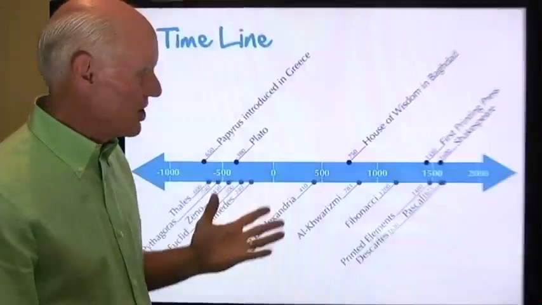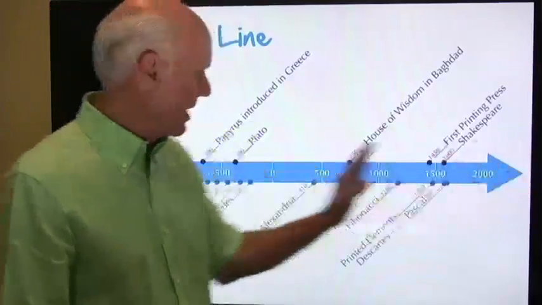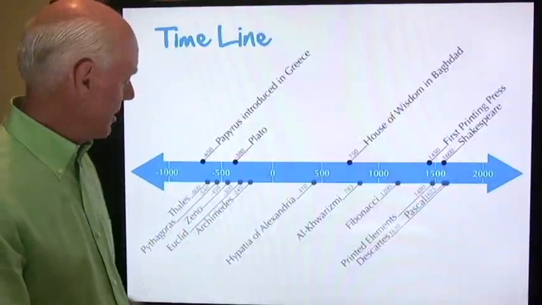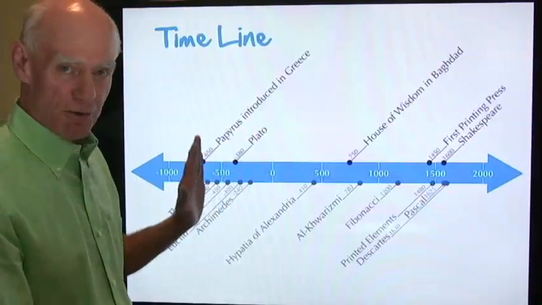So let's take a look and see when Pythagoras lived. Here's a little timeline. Over here's present day. You can see down here is Pythagoras, about 540 BC. So here's Pythagoras, Plato, Zeno, Euclid, some of the Greek philosophers in this area right here.